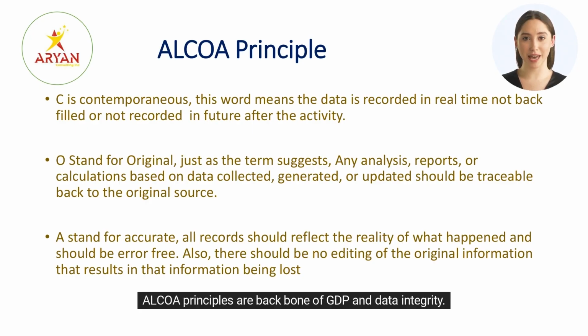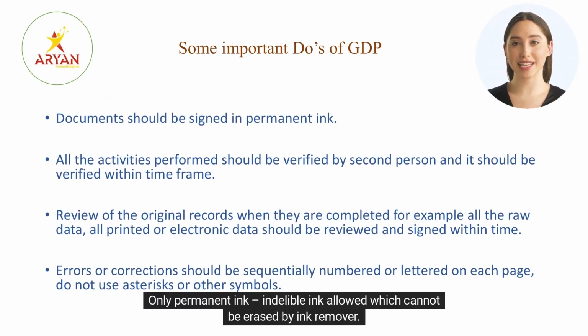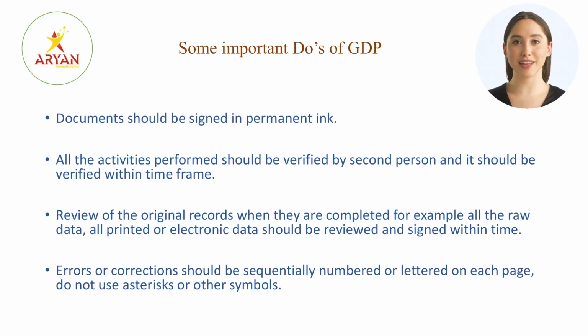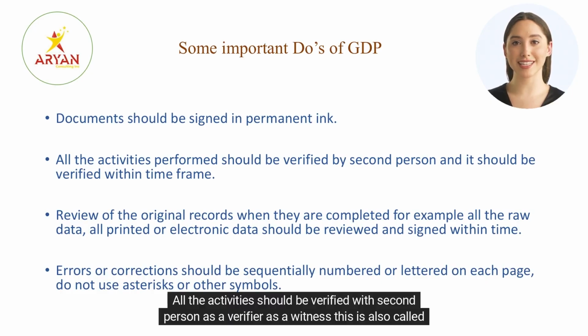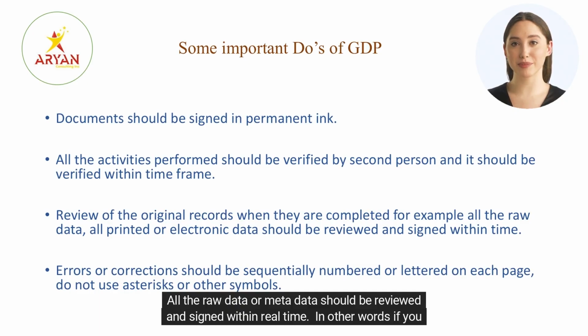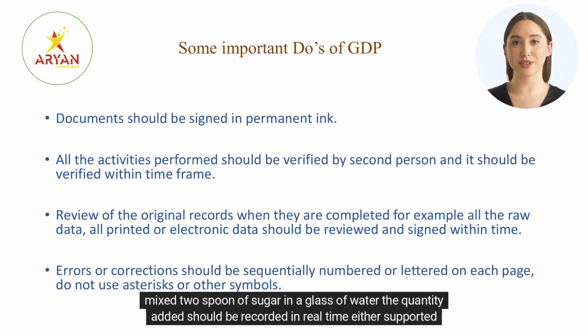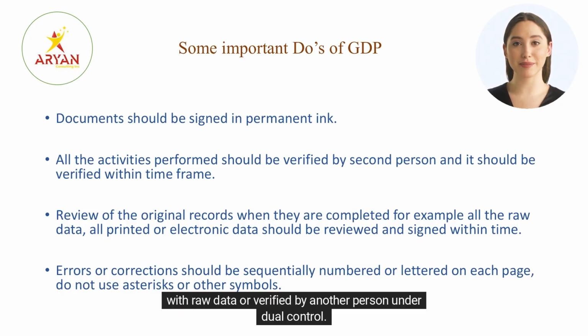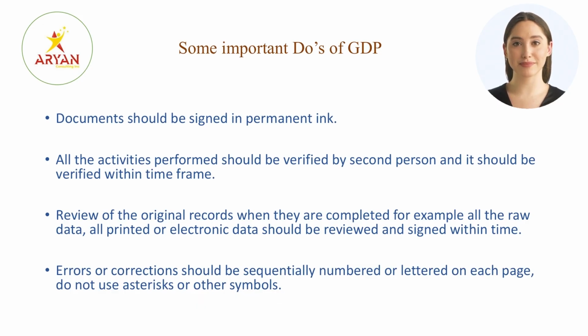ALCOA principles are the backbone of GDP and data integrity. Only permanent ink, indelible ink, is allowed, which cannot be erased by ink remover. All the activities should be verified with a second person as a verifier, as a witness. This is also called dual control. All the raw data or metadata should be reviewed and signed in real time. In other words, if you mix 2 spoons of sugar in a glass of water, the quantity added should be recorded in real time, either supported with raw data or verified by another person under dual control.